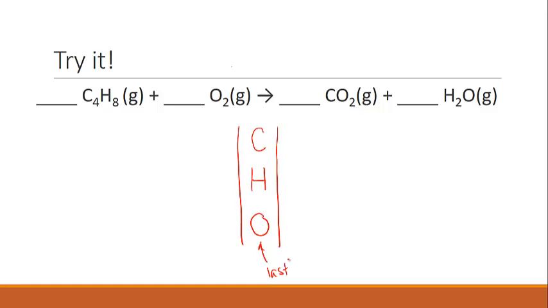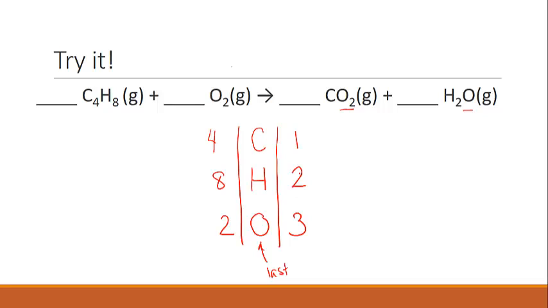So when I'm counting up my different atoms, I see that I have 4 carbon on the left side, 8 hydrogen, and 2 oxygen. On the right, or the product side, I have 1 carbon. I have 2 oxygen plus 1 oxygen, so that gives me a total of 3 oxygen. And my hydrogen, I have 2.